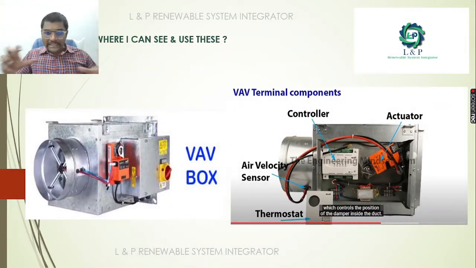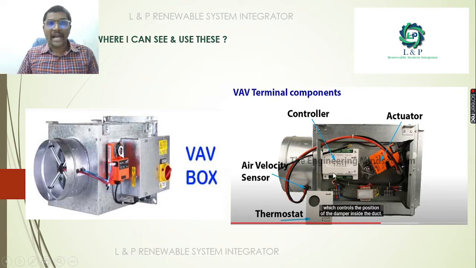So here is a simple example of a variable air volume unit. See here, we have an actuator and a DDC controller. We give a power supply to this actuator and we control its opening and closing position with the help of this controller.